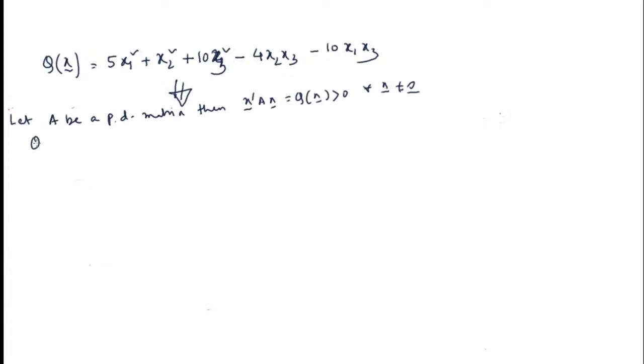Then we transform Qx curl to Uy curl, y curl prime, delta y curl is equal to the sum from i = 1 to n of lambda i yi square. So this is the canonical form.